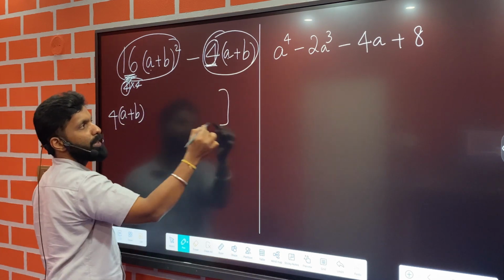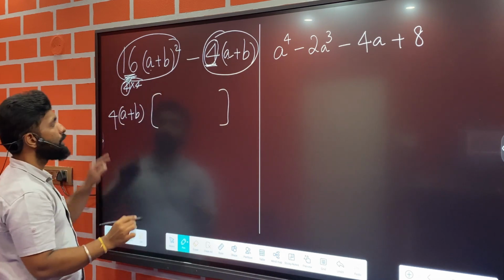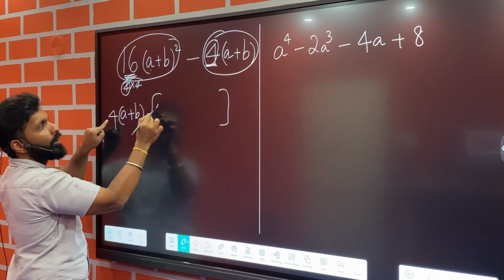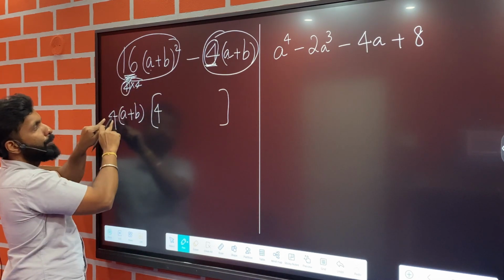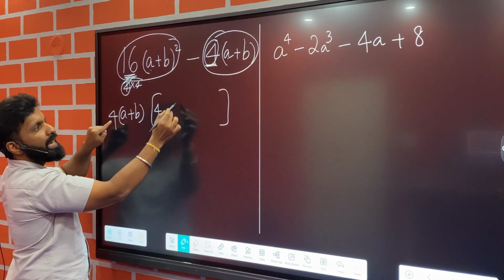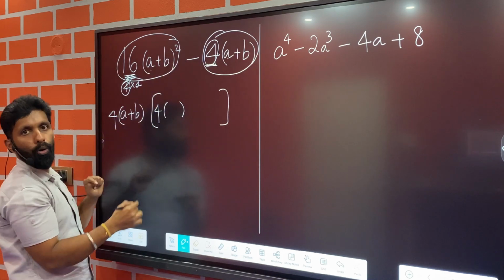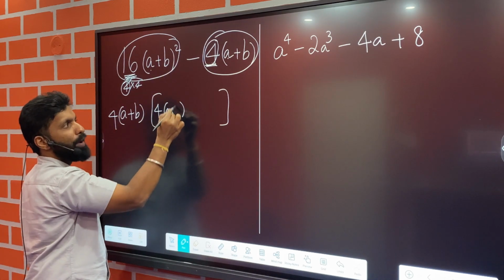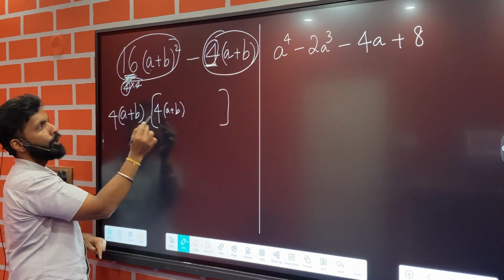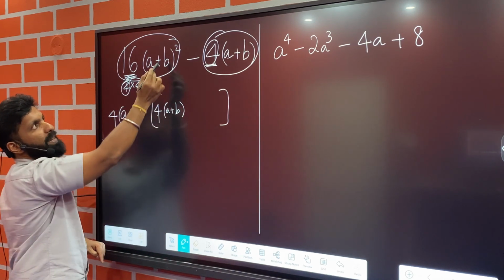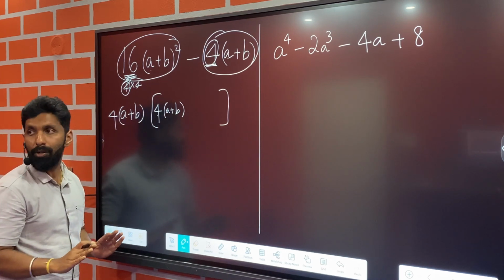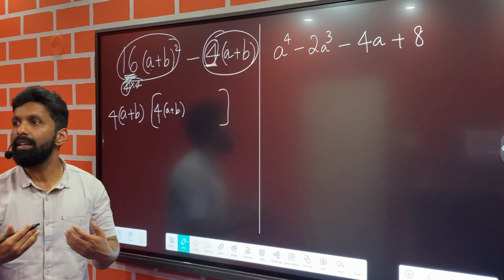Now open another bracket. Carefully do this. 4 into how much is 16? 4 into this remaining 4. Correct? What I didn't remove common, that 4, right? So 4 4s are 16. A plus b into what is a plus b the whole square? So a plus b into a plus b. Correct? See here, understand properly. So 4 into 4 is 16. A plus b into a plus b is a plus b the whole square. So I haven't changed the question. I'm just writing the question in a different form.